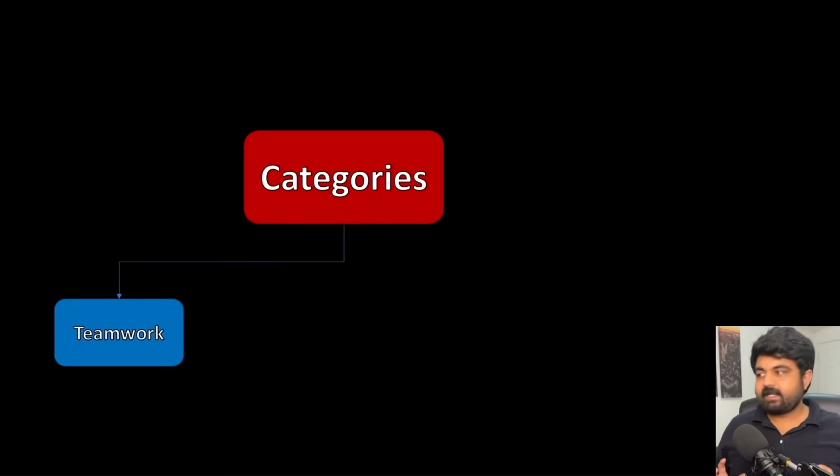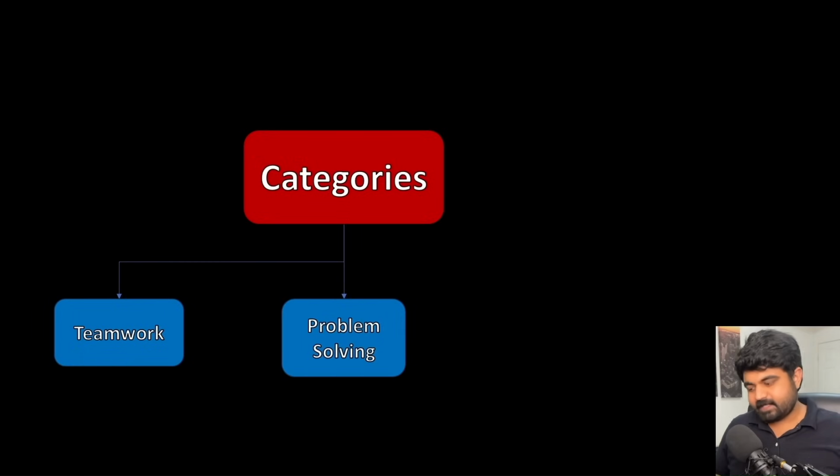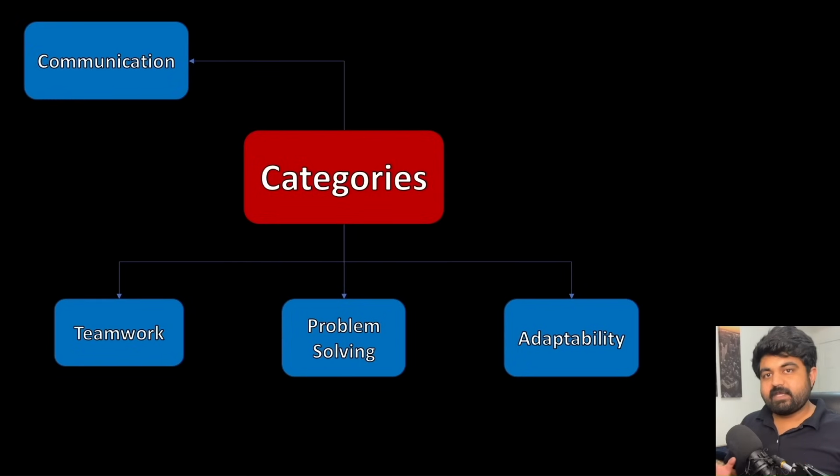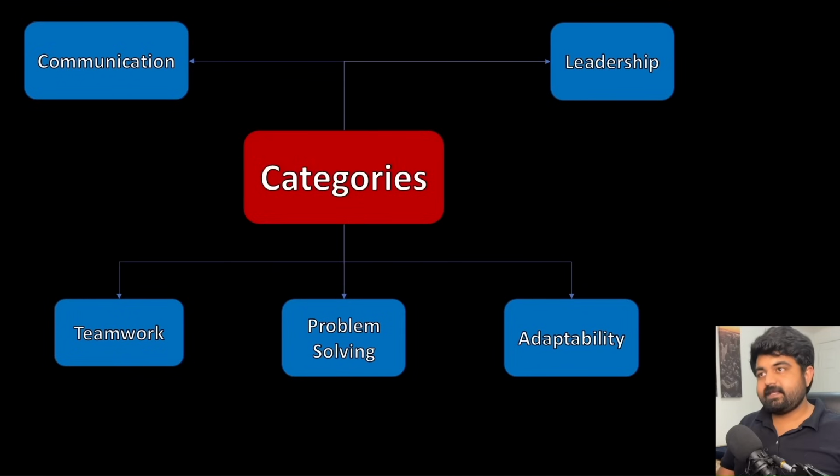So number one category is teamwork, where companies want to know how easily and how efficiently you can work within a team, and whether you are a teamwork kind of person or not. Next one is problem solving skills. So if some unexpected problem occurs, some unexpected scenario arises, are you able to deal with that or not? Next category is adaptability. Are you able to adapt to a new situation, a new scenario? How easily can you adjust, and what are the things you need to do? Next one is communication. And the last category is leadership.